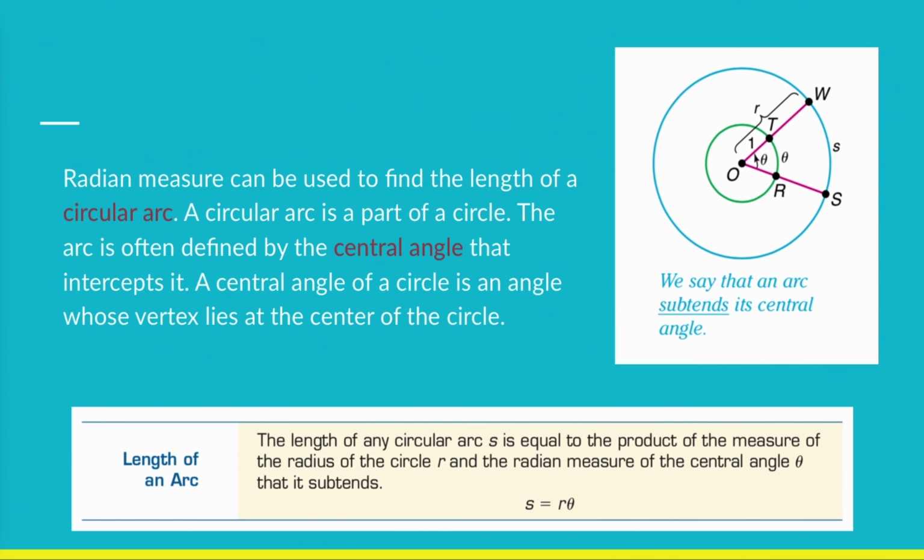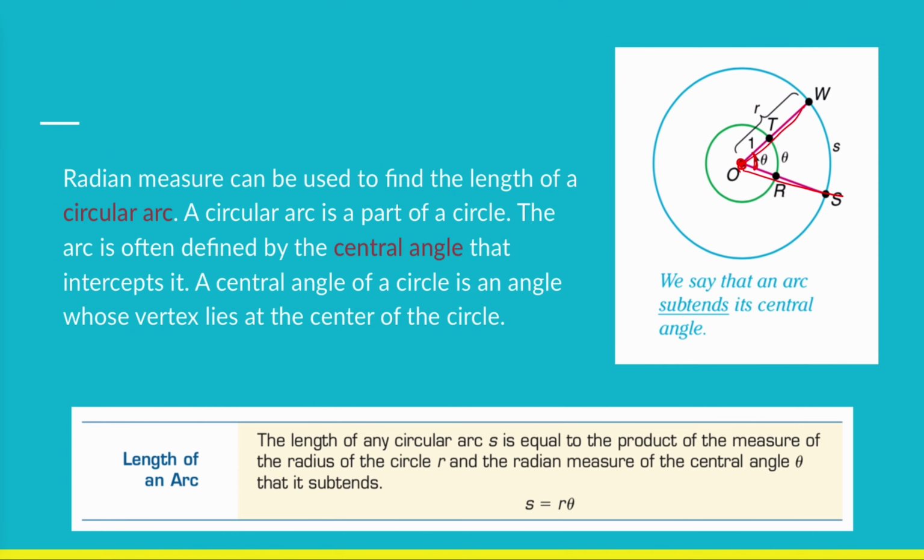Radian measures are really helpful for finding arc length and area of a sector. So a circular arc is part of a circle. It is part of a circumference of a circle. It is often defined by the central angle that intercepts it. So this angle that this makes with the circle intercepts these arcs. The opposite of that, we say that an arc subtends its central angle. Central angle of a circle is an angle whose vertex lies at the center of the circle. Very straightforward.